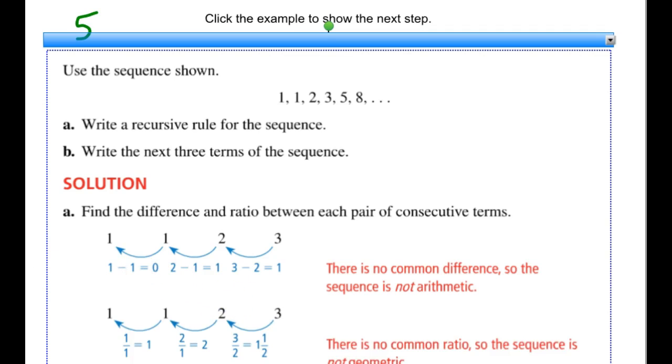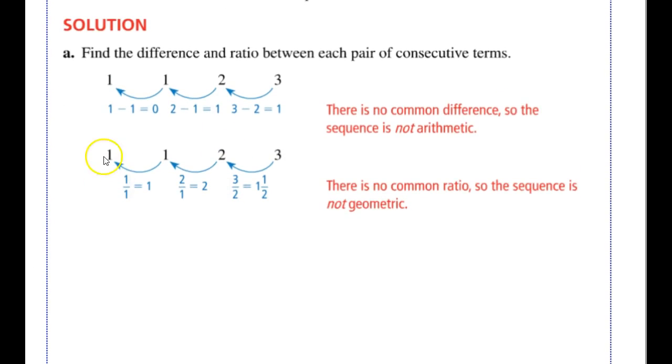So now let's look at my ratio. I know 1 times 1 is 1, but if I multiply here, I have to multiply by 2. Now if I multiply again, I have to multiply by 1.5. So this ratio is not common. It's not the same, so it's not a geometric sequence. So this tells me that it's just another special type of sequence.